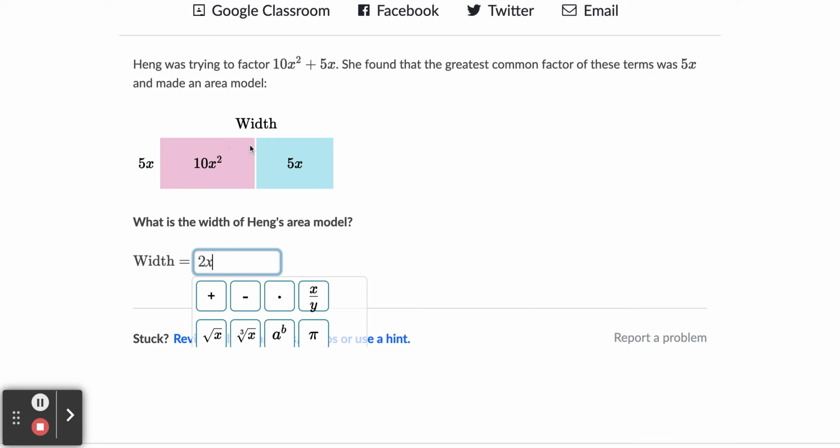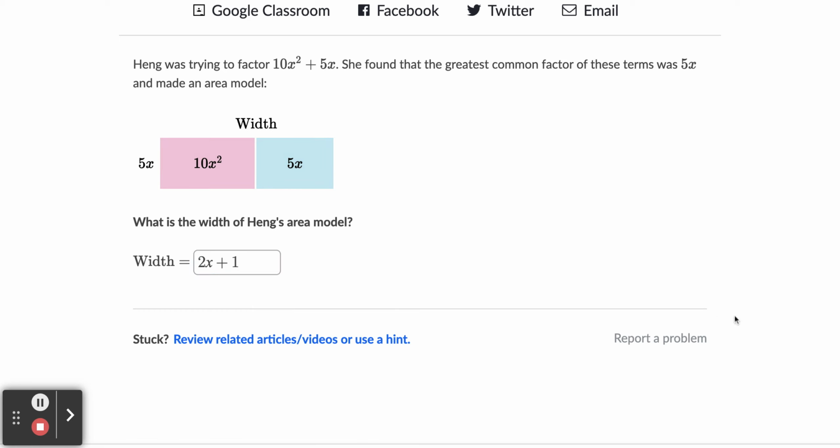So that's going to be a 2x, right? Because 5x times 2x is 10x squared. And then I'm going to go back to this side length. 5x times what length will give me a 5x? Well, that's just going to be a 1, right? So the overall width on top should be 2x plus 1, okay? Pause the video, slow down if you need to, but it should be a 2x plus a 1, for a total of 2x plus 1, to get those two individual areas that are already given, okay?